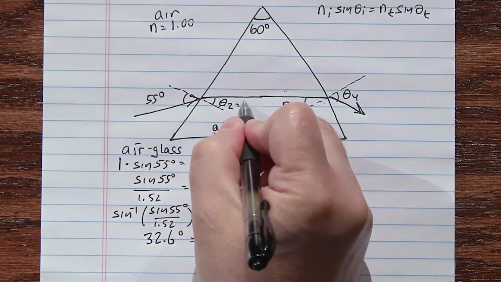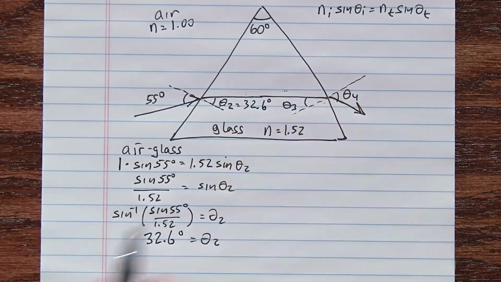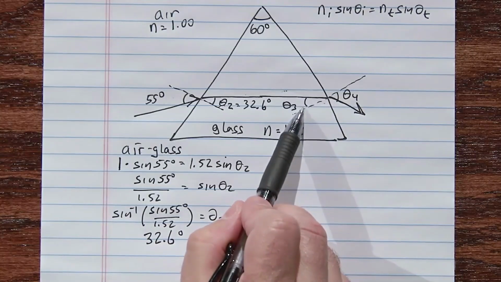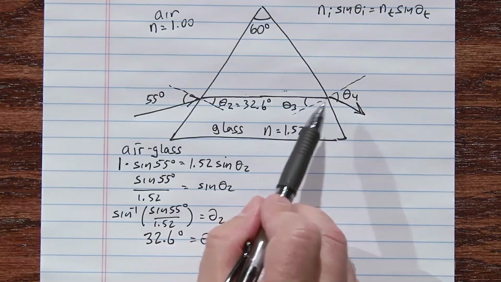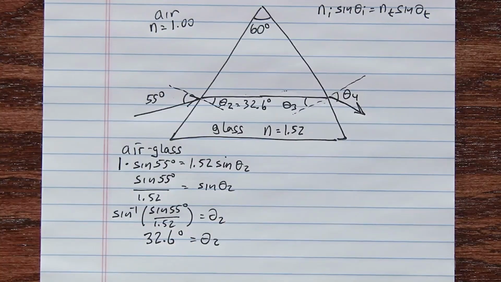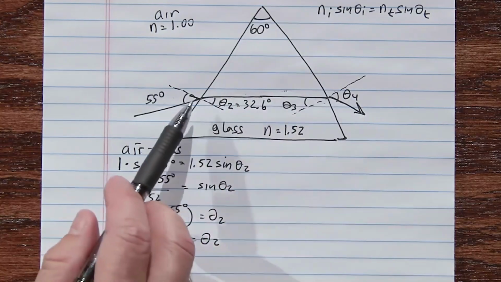So theta 2 is 32.6 degrees. Okay. Now we need to figure out theta 3 right here so that we can do the glass to air interface. Well, we're going to have to do that using this triangle right here.